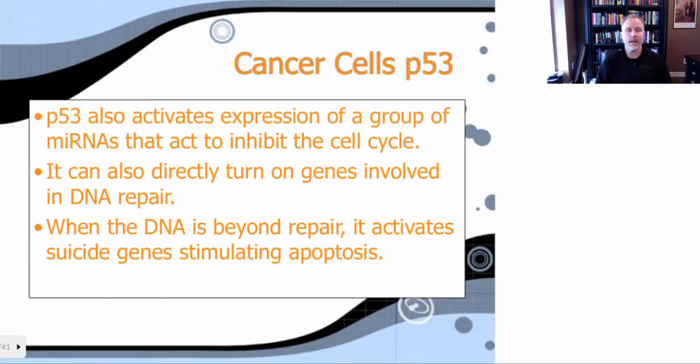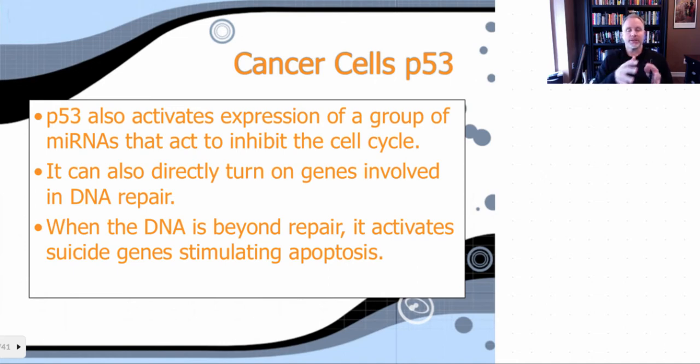Okay, so now P53, in addition to some of the other things that we've just described, acts as an activator to express a bunch of what are called microRNAs. We said that we have transfer RNA, we have ribosomal RNA, we have messenger RNA. There's a whole bunch of different types of RNAs. And this miRNA or microRNA is another example of an RNA molecule. And these microRNAs get activated by P53, and they work to inhibit the cell cycle.